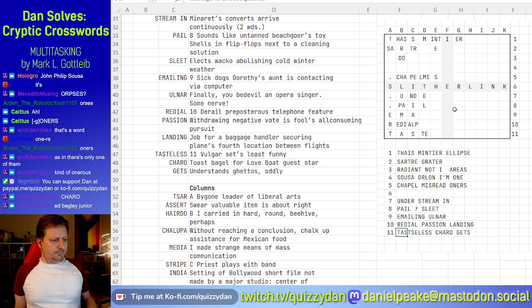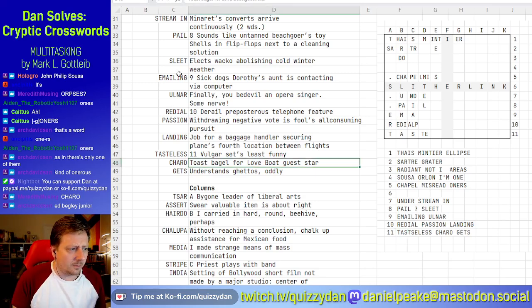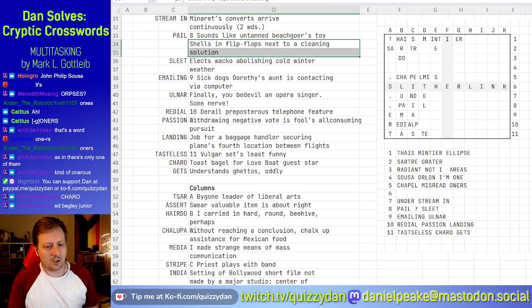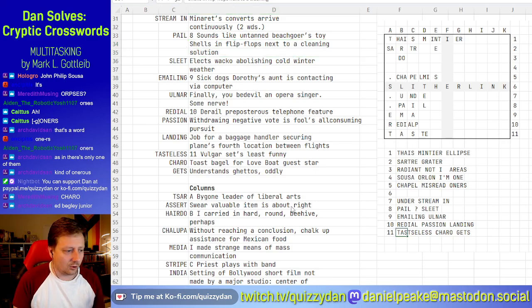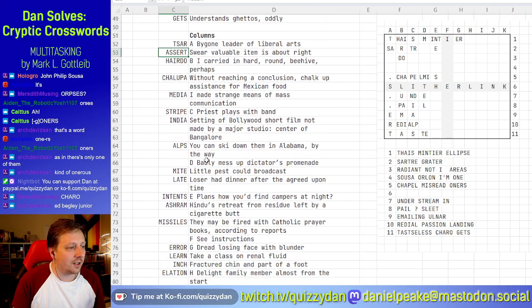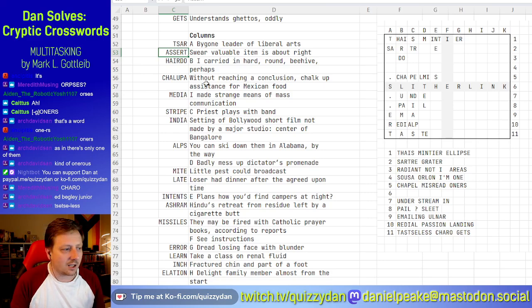Okay. So just the shells clue left to go for the crosses, but that's now good enough, I think, for everything that we need to carry on.